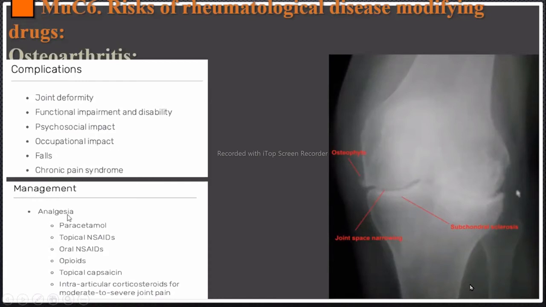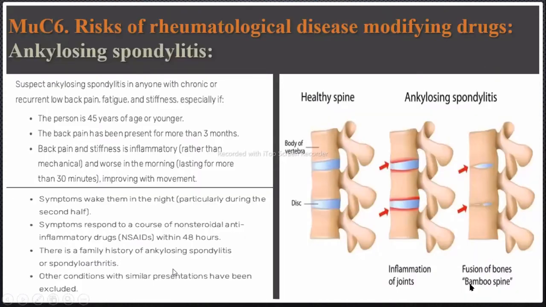So the management here: analgesia, paracetamol, another option topical non-steroidal anti-inflammatory, oral non-steroidal anti-inflammatory, opioid is an option, topical capsaicin, intra-articular corticosteroids for moderate to severe joint pain. Also, consider rheumatological disease-modifying drugs.